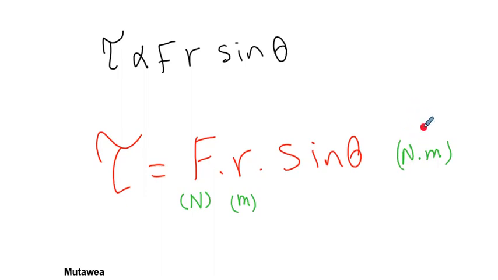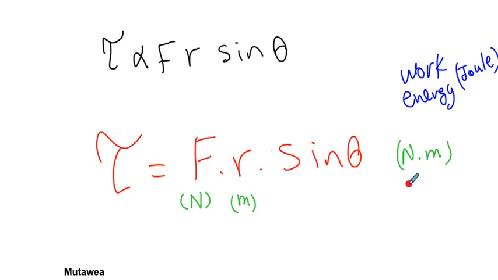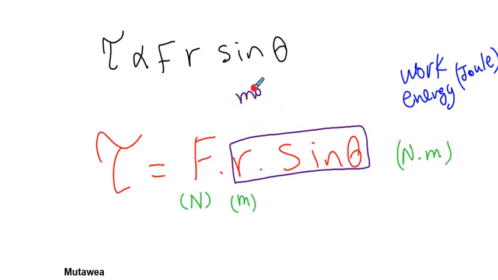Work and energy are measured in Newton times meter too, but work and energy are scalar quantities. So for Newton times meter, we use joule to represent it. We cannot use joule as a measuring unit for torque because torque is a vector quantity, not a scalar quantity. Also, R sine theta is called the moment arm or the lever arm.